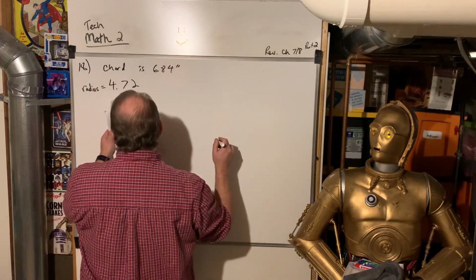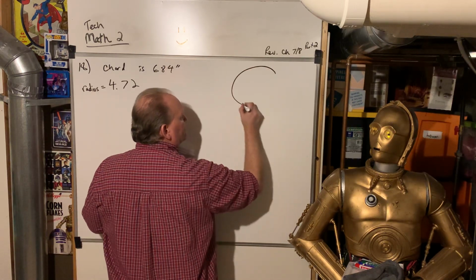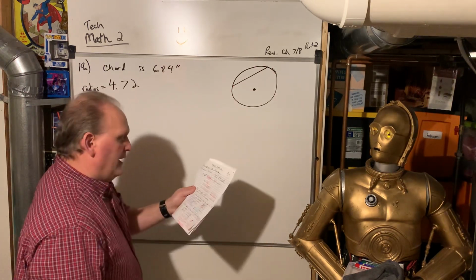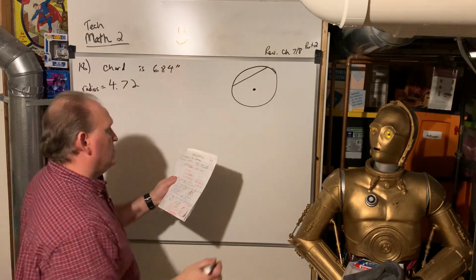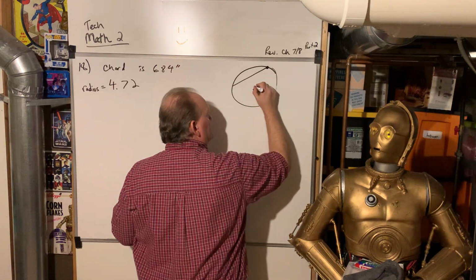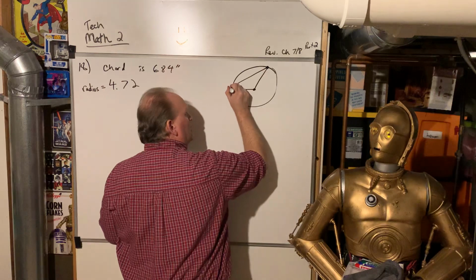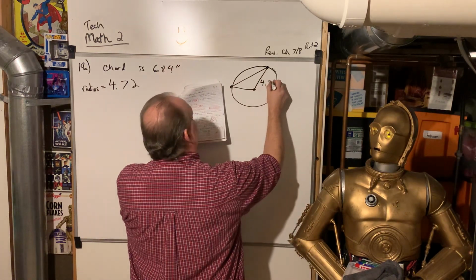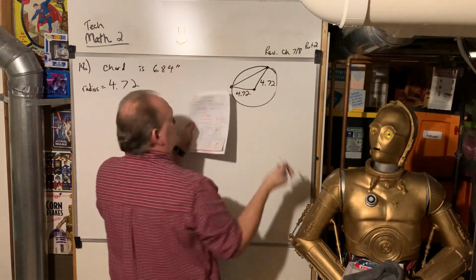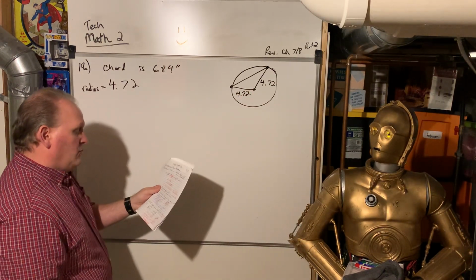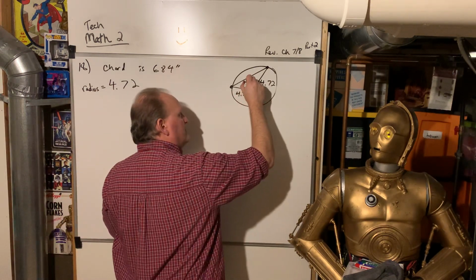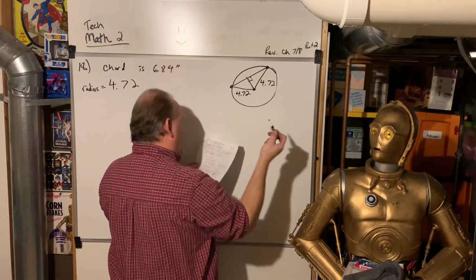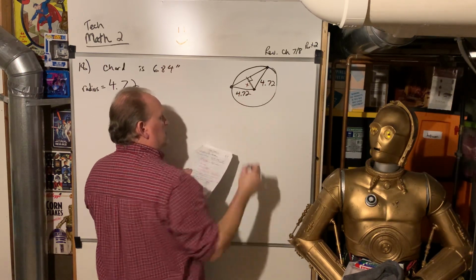So we're going to need a pretty picture here. Let's draw a picture of what's going on. We've got a circle and a chord given. They did tell us the radius of the circle, 4.72. They want us to find this distance from the center to the chord at a 90 degree angle, and we'll call that x.